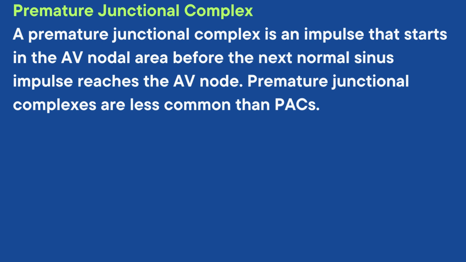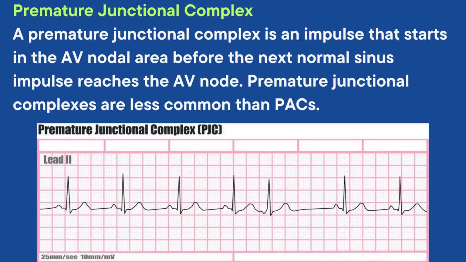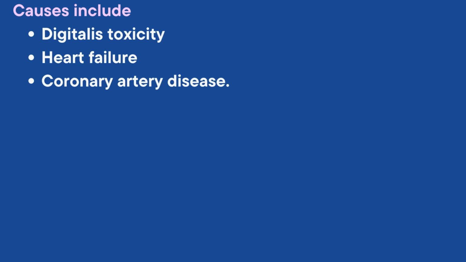First one, premature junctional complex. A premature junctional complex is an impulse that starts in the AV nodal area before the next normal sinus impulse reaches the AV node. Premature junctional complexes are less common than PACs, that is, premature atrial complexes. The causes of premature junctional complexes are digitalis toxicity, heart failure, and coronary artery disease.